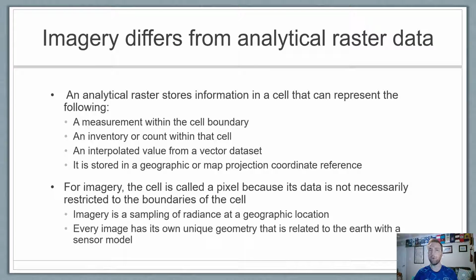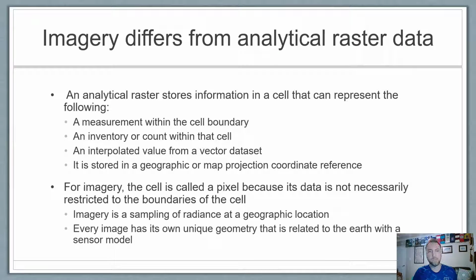So instead of having a whole bunch of points on a map that may get cluttered, you can convert that to raster data and then get a clear representation of what the density is over that surface. And it's stored in a geographic or map projection coordinate system. So if you take a picture with your phone, it's not necessarily going to represent a specific location, whereas actual analytical raster data always has some sort of coordinate reference. It represents a location on the surface of the Earth.